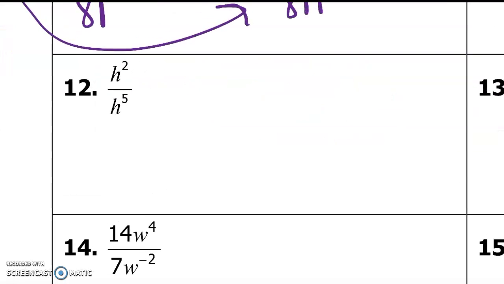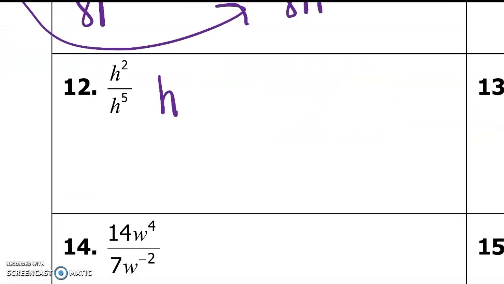Number 12, when we divide, we subtract. So we would get h to the negative 3. So our final answer for that one would be 1 over h to the positive 3.